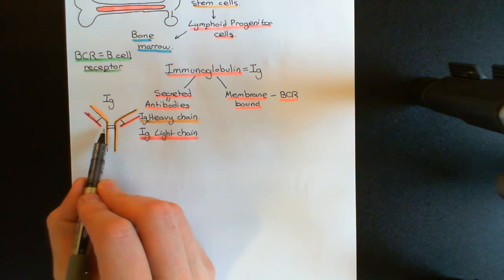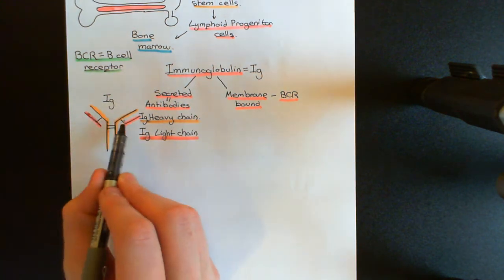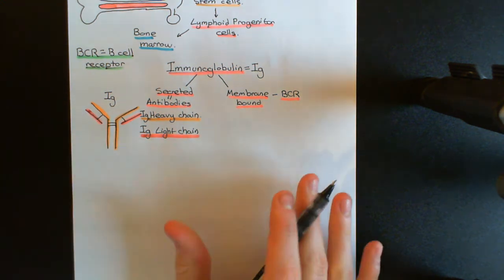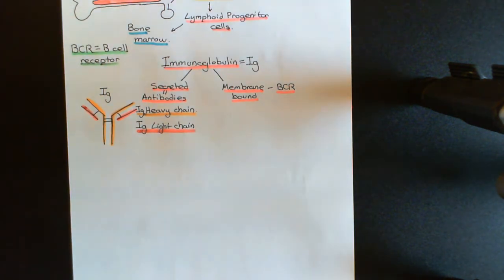So 2 immunoglobulin heavy chains that are identical, and 2 immunoglobulin light chains that are identical. Now, the key thing about immunoglobulins is that they are capable of binding to other proteins. They have a site that is specifically there to bind to other proteins, and of course what we want is to produce B cells that are going to produce immunoglobulins that can bind to antigens, proteins from pathogens, pathogen antigens.